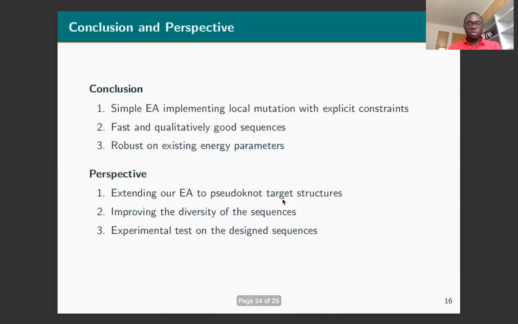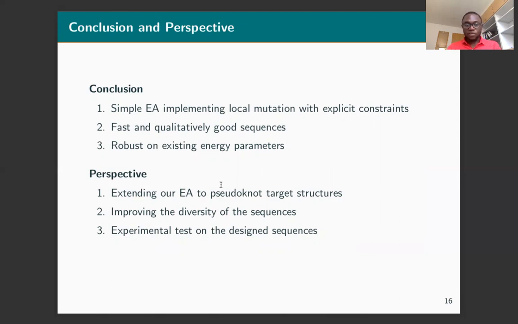As a conclusion of this work, we propose a conceptually very simple evolutionary framework that helps us to explicitly fit some sequence constraints, and it shows fast computational time and qualitatively good designed sequences. It is also robust to changes in existing energy parameters.